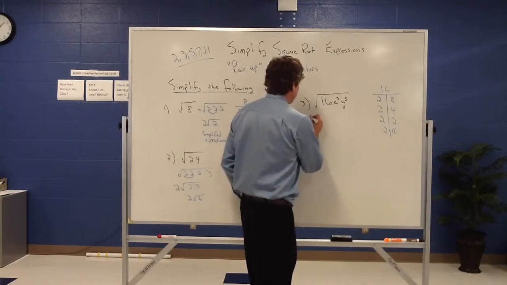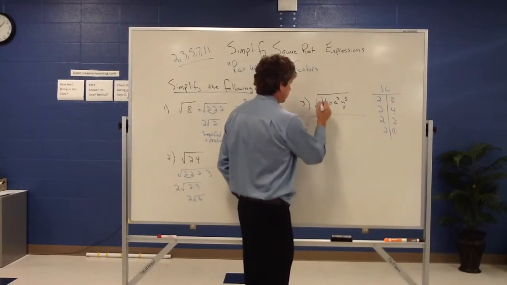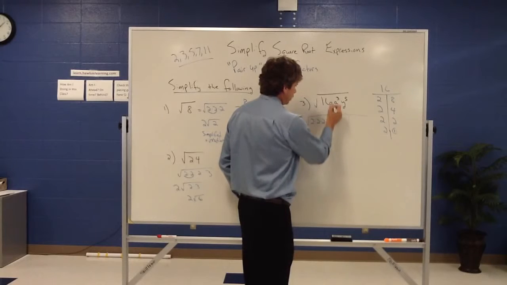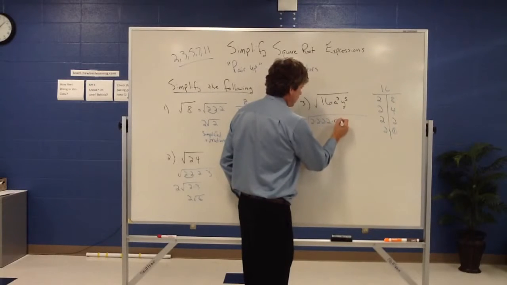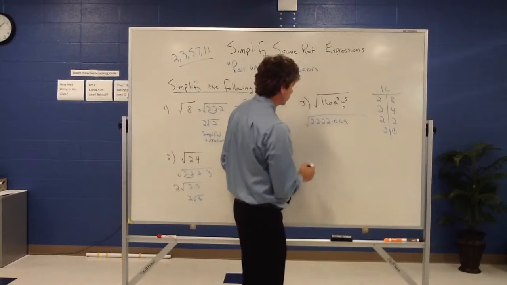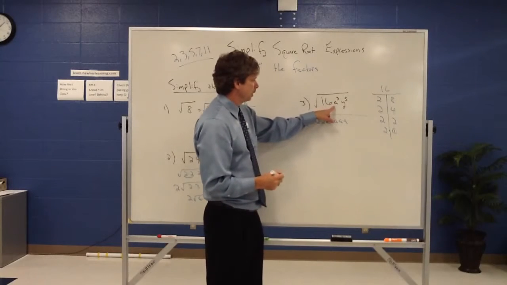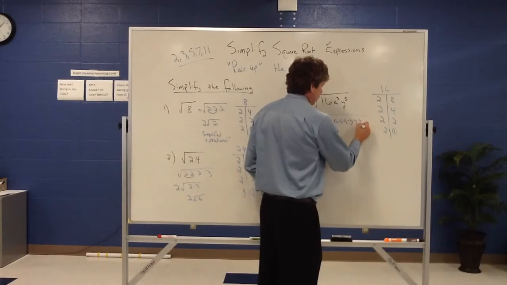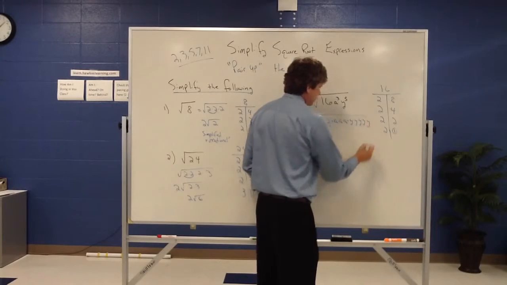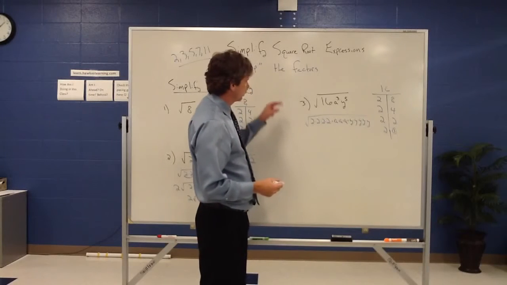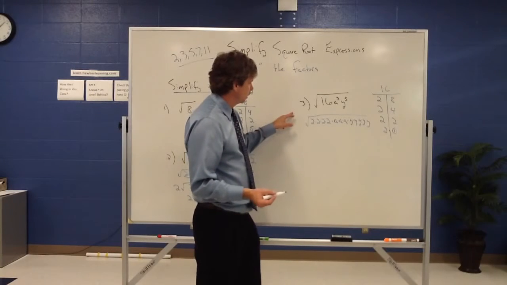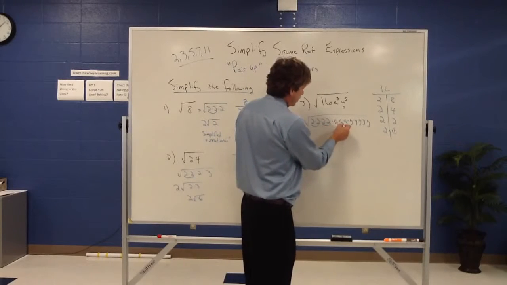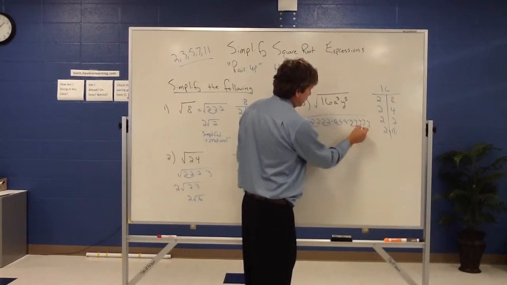So I'm going to rewrite this as 16 is 2 times 2 times 2 times 2. The a to the third means a times a times a, since exponents mean repeated multiplication. And y to the fifth represents y times y times y times y times y. At this point, to simplify, we just pair them up. So we have a pair of 2's, another pair of 2's, a pair of a's, a pair of y's, and another pair of y's.